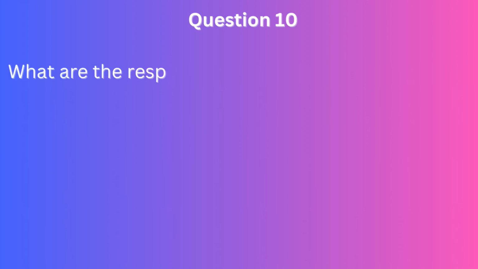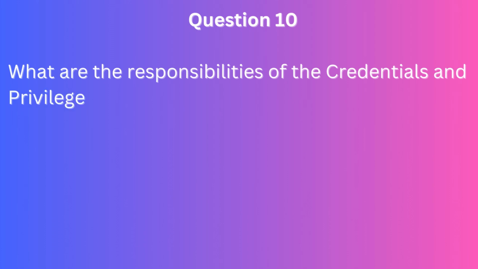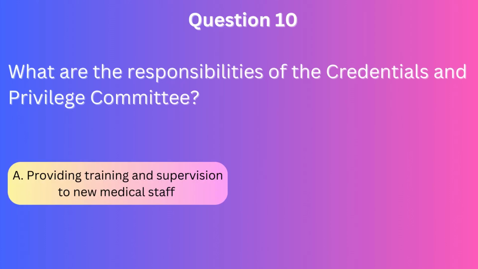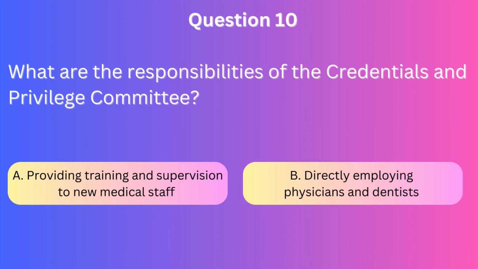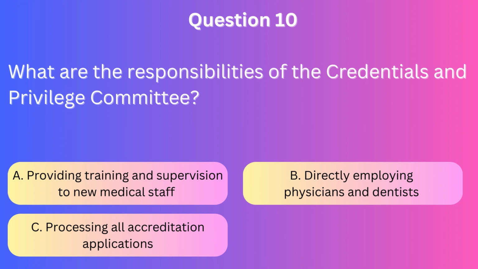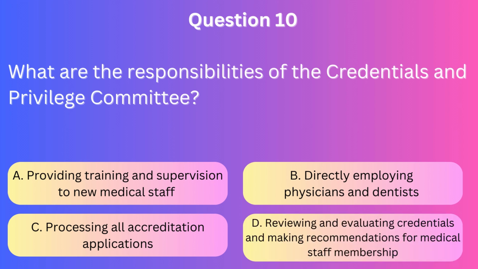10. What are the responsibilities of the Credentials and Privilege Committee? A. Providing training and supervision to new medical staff. B. Directly employing physicians and dentists. C. Processing all accreditation applications. D. Reviewing and evaluating credentials and making recommendations for medical staff membership.